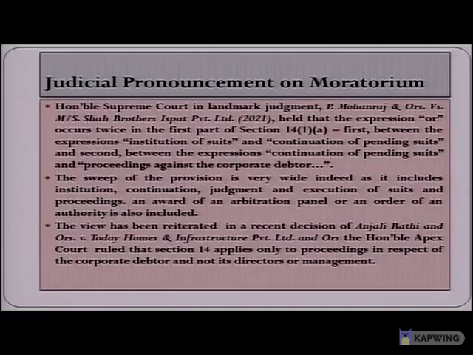Also, in the case of P. Mohan Raj versus Shah Brothers Ispat Private Limited, the observation was made that the sweep of the provision is very wide indeed, as it includes institution, continuation, judgment and execution of suits and proceedings, and an award of an arbitral panel or an order of an authority is also included. So the moratorium is very wide, and it would include not just institution, continuation or judgment and execution, but also arbitration awards, especially those which are against the interest of the corporate debtor, those which allow for transferring or alienation of the assets of the corporate debtor. And those provisions which are for the benefit of the corporate debtor would be excluded from the moratorium.